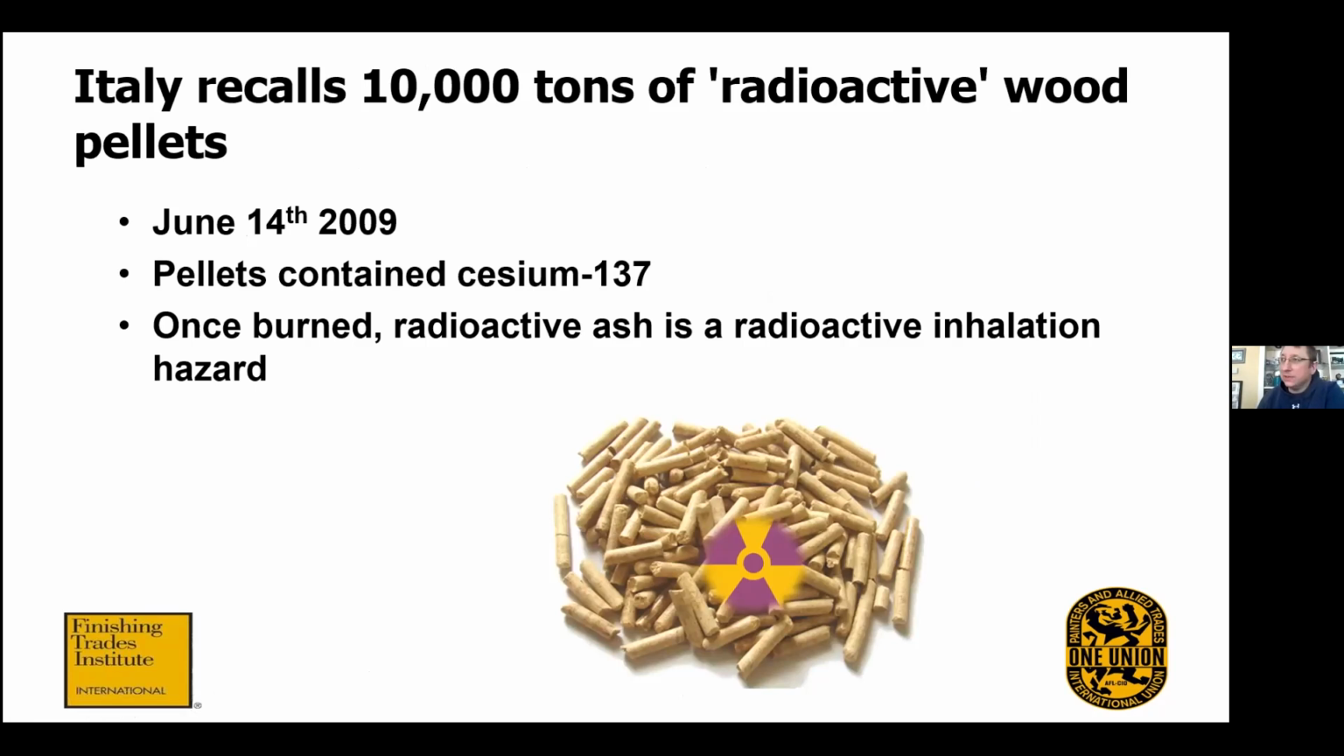This is an example. Wood is basically built like a giant straw, right? It sucks up water and nutrients and stuff. In fact, we use certain plants to help remediate hazardous waste that's in the ground, because the plants do a great job sucking stuff up. It doesn't work for everything, but sometimes that's one of the remediation controls. So this is an example in Italy where they had to recall 10,000 tons of radioactive wood pellets. This happened back in 2009, so it isn't something that happened in the 70s or 60s. They had cesium-137, and once burned, it creates an ash.